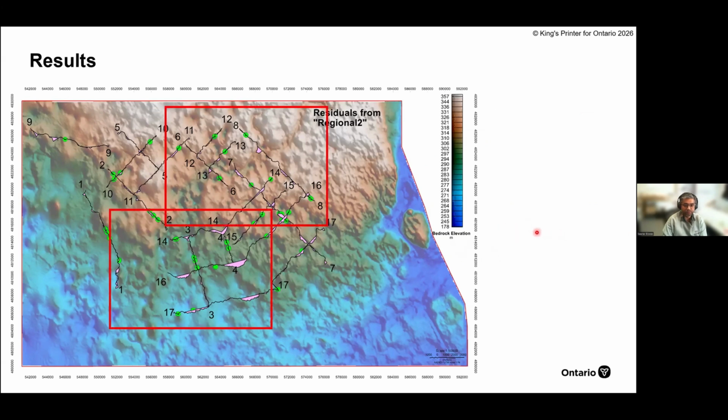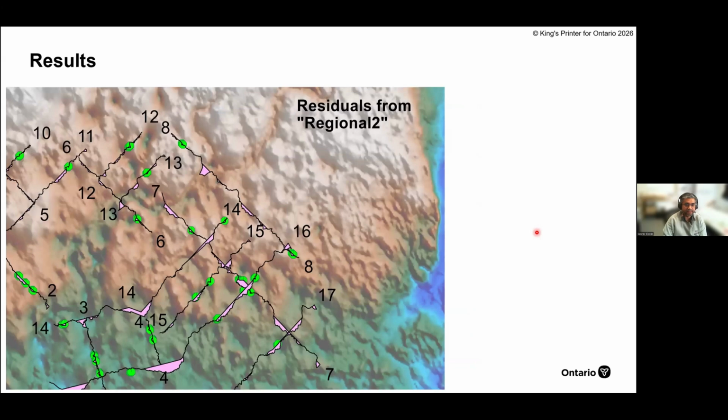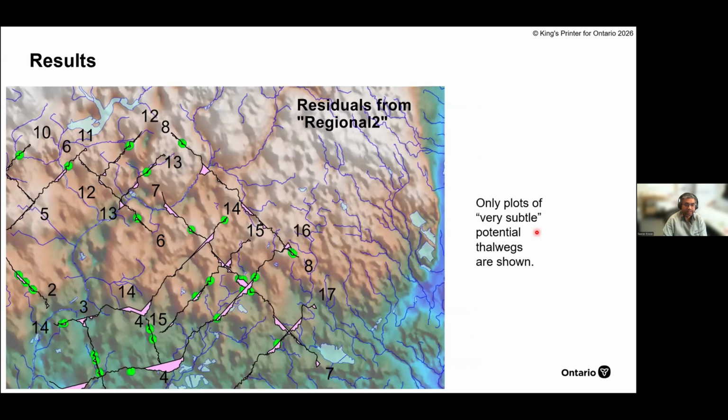Next, I will zoom to these two areas in the north and south and have a closer look. This is the northern area. Here, I have overlaid a drainage layer to help review the potential Thalwegs. The potential Thalweg plots should be evaluated with existing drainage features and local geology like Quaternary and Paleozoic layers for identifying targets for follow-up by drilling.